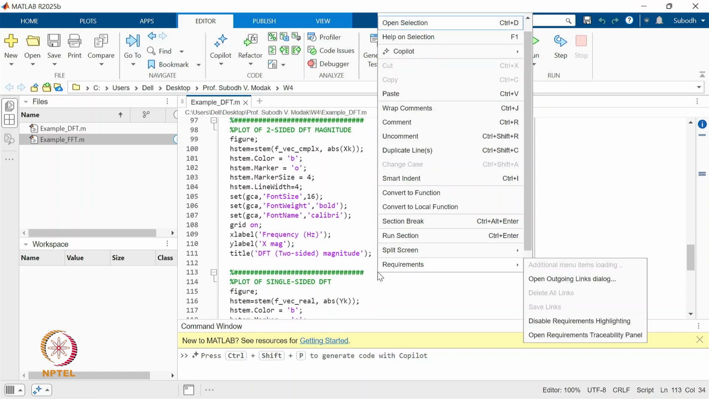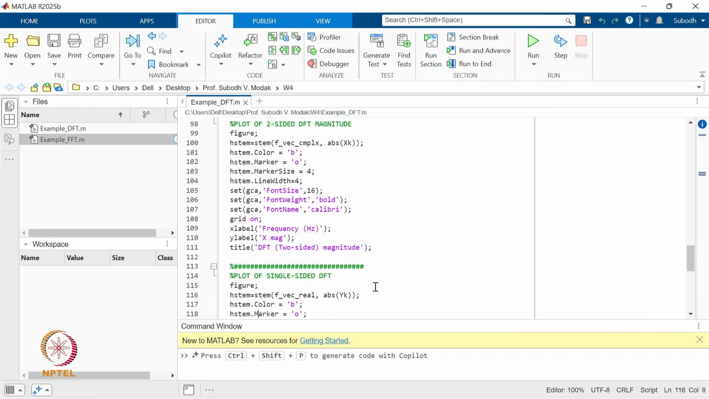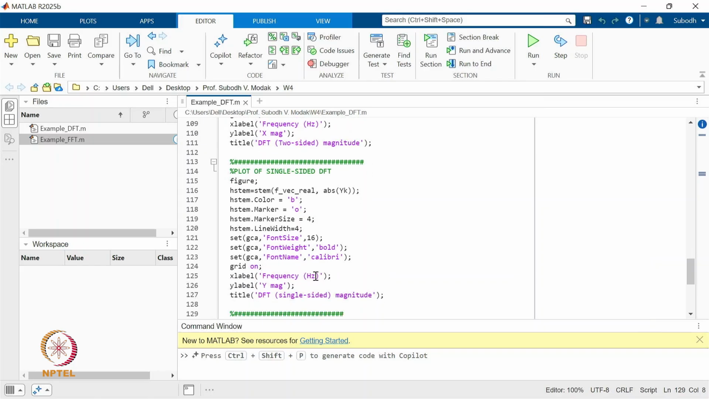Then I am plotting the single sided DFT. You can see here, again announcing a new figure and making a stem plot.